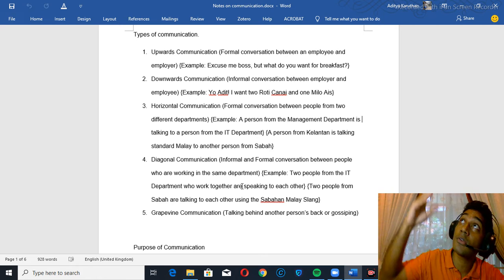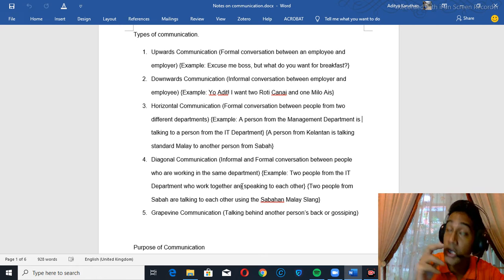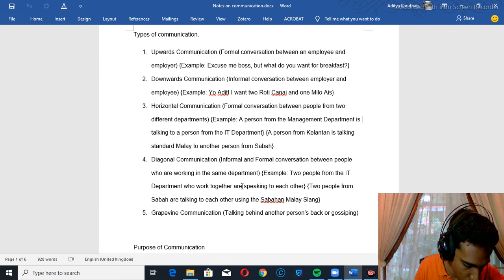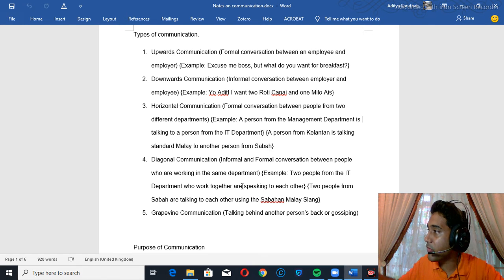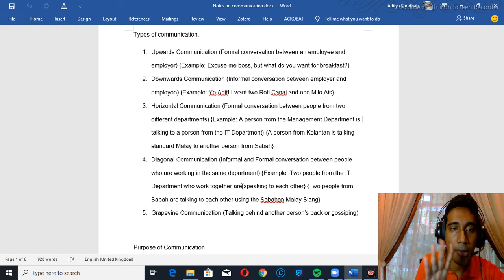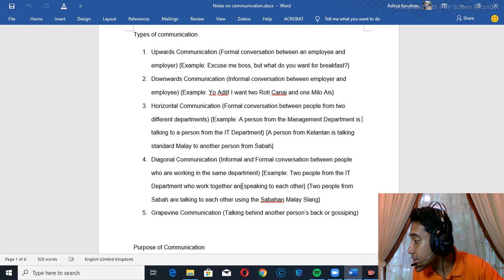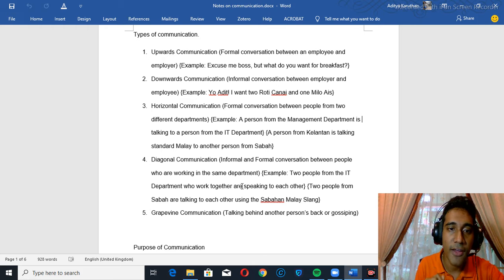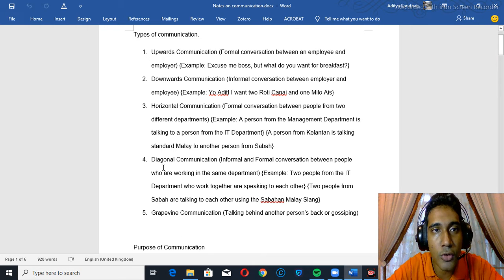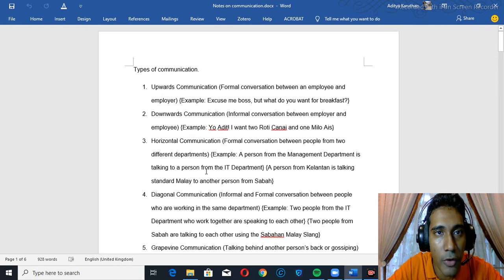Example, upwards, talking to the boss. You talking to the boss. Number 2, downwards, the boss is talking down to you. Horizontal communication is talking to people from a different department. And number 4, diagonal means talking to someone who works in the same department as you. Number 5, grapevine communication, gossip. So those are the types of communication.